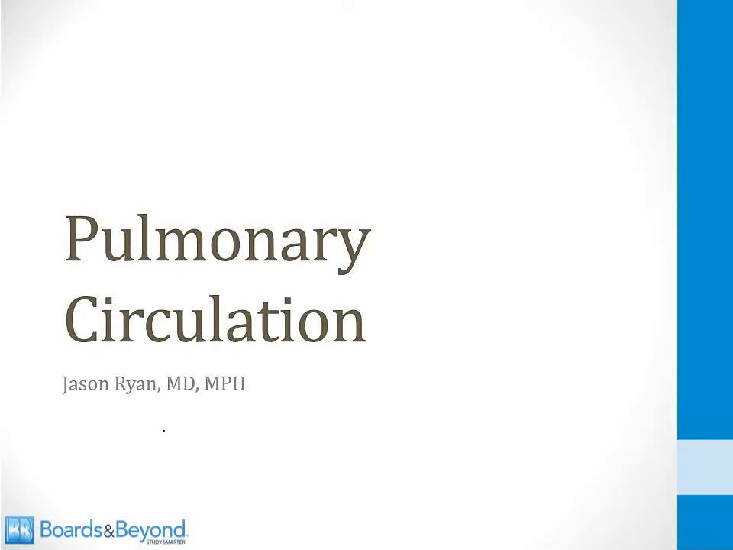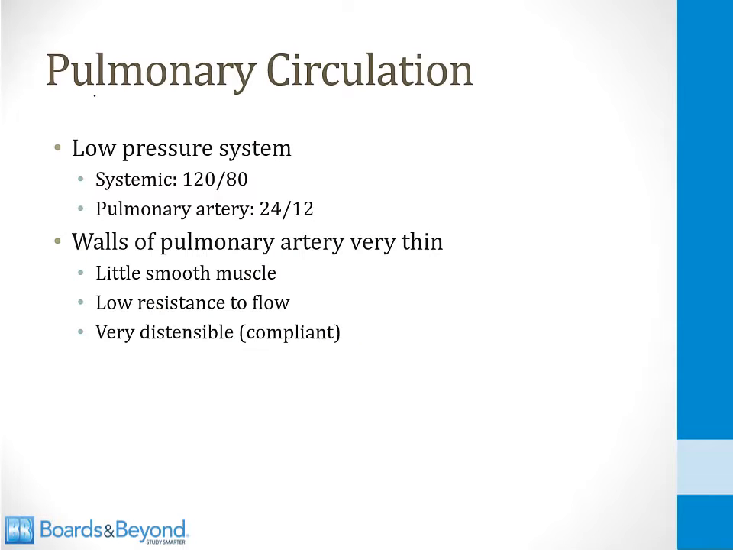On pulmonary circulation. Let's start by talking about the pressure in the pulmonary circulation. You should know that the pulmonary circulation is a low pressure system, much lower than what you find in the arteries of the body. For example, as you know, a normal systemic blood pressure is about 120 over 80. In contrast, a normal pulmonary artery pressure is about 24 over 12.